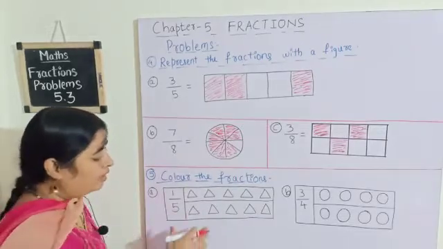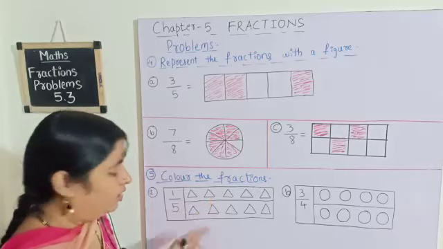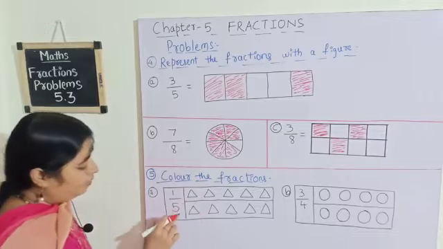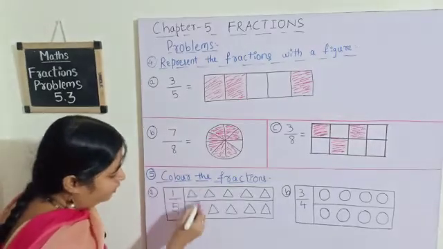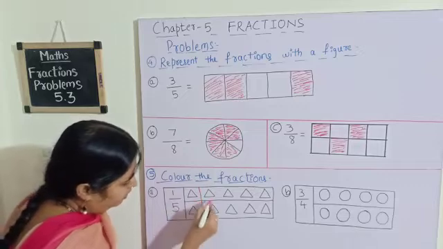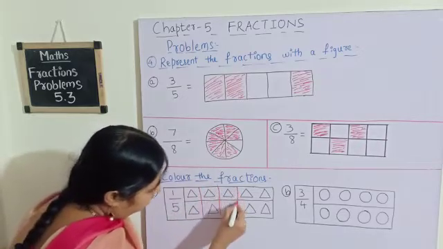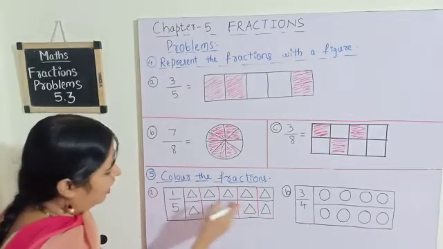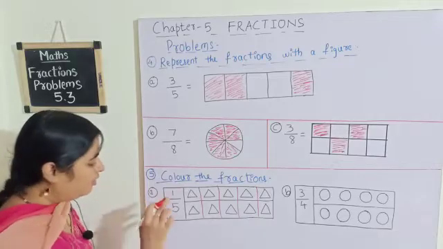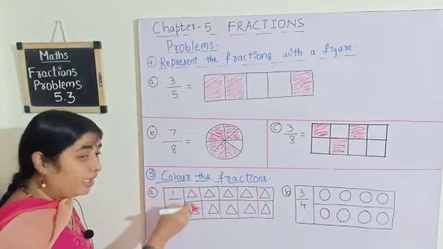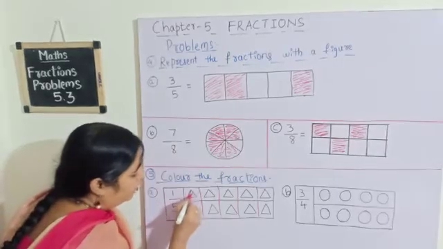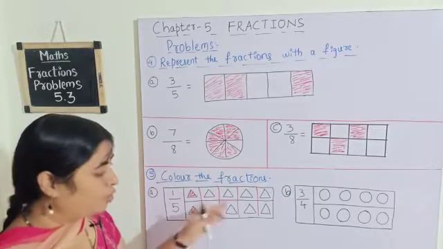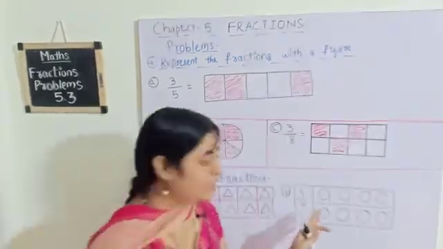So we have to divide these 10 triangles into 5 parts. So let us cut. How many parts totally do we have to make? 5 parts. See, first part, second part, third part, fourth part, and fifth part. 1, 2, 3, 4, 5 parts we have made. And how many parts do we have to shade? 1 part. Means in 1 part we will get 2 triangles. So we have to shade these 2 triangles.